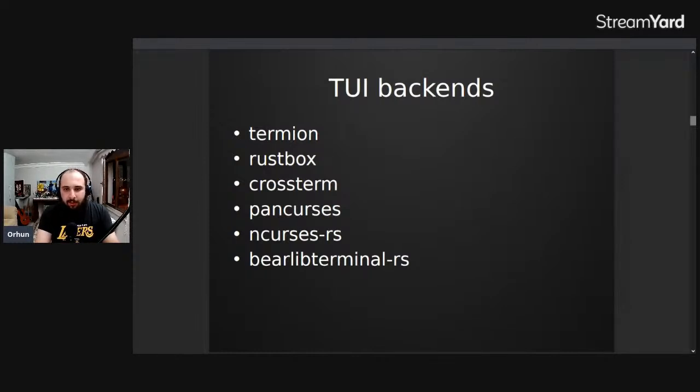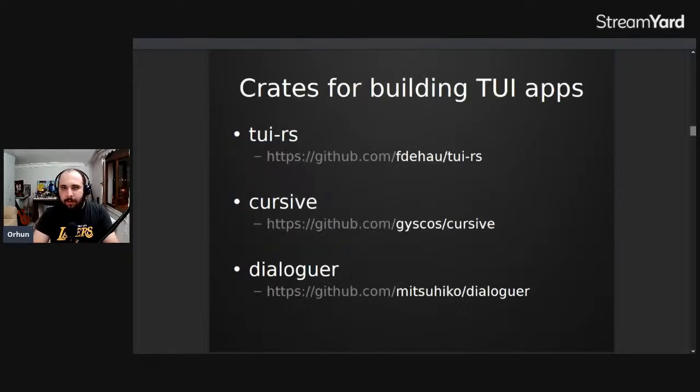Then we have pancurses and ncurses. Those are just the bindings for ncurses, I think. The ncurses is the bindings for the ncurses, but I'm not sure about the pancurses. Then we have bear-lib-terminal-rs. So those were the backends.